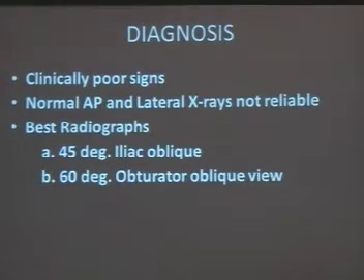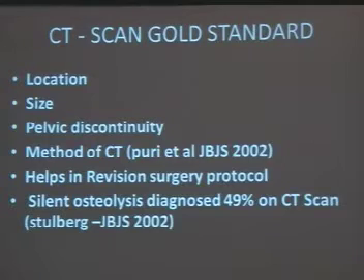The diagnosis clinically is very poor. There are not many signs in the patients for osteolysis. Normal AP and lateral radiographs are not reliable at all. The best radiographs to pick up osteolysis are the 45-degree iliac oblique and 60-degree obturator views. But today, the CT is the gold standard for looking at osteolysis.